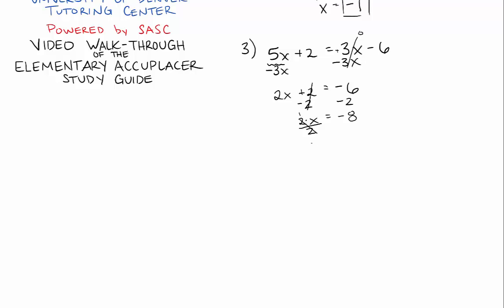And so now I just have 1x, or simply x, and equals, well, I have to do the same exact thing to the other side. I'm going to divide by 2. Now I have negative 8 divided by positive 2 is equal to negative 4. And if we look in the back, our answer is negative 4.